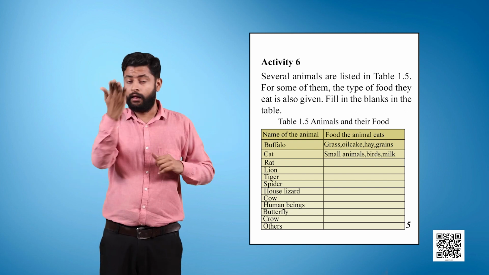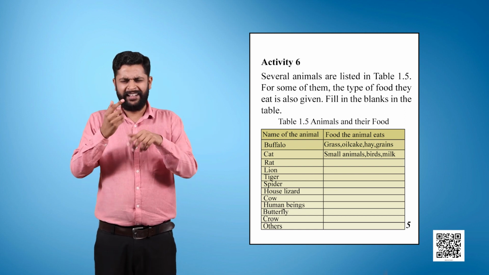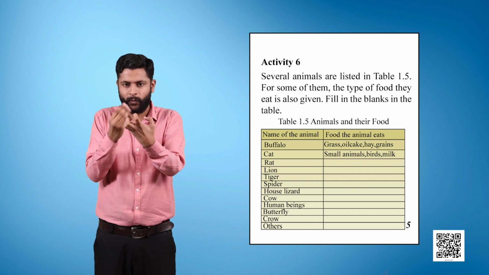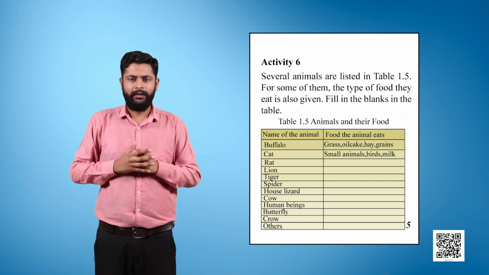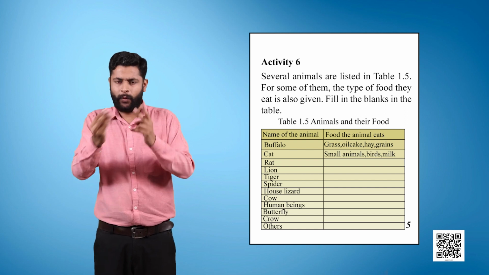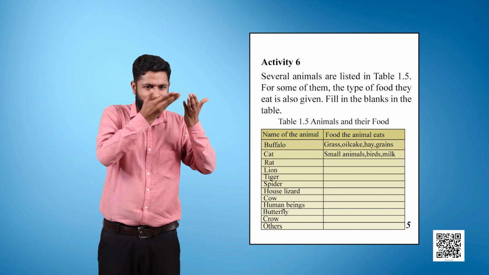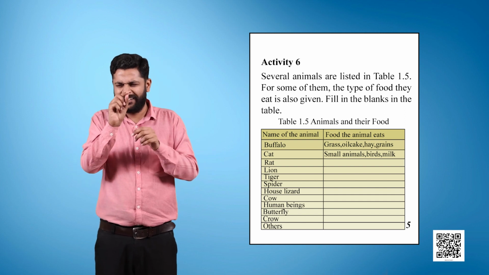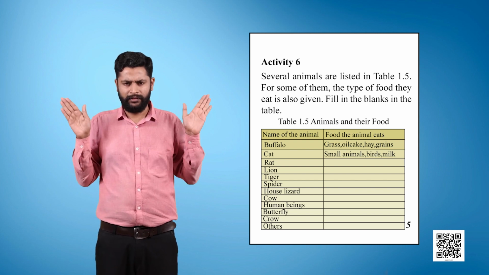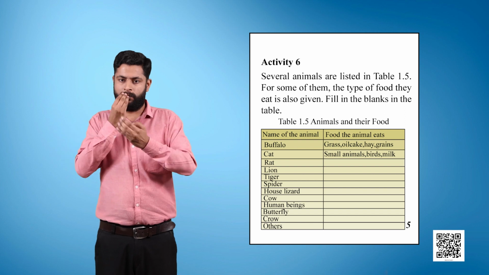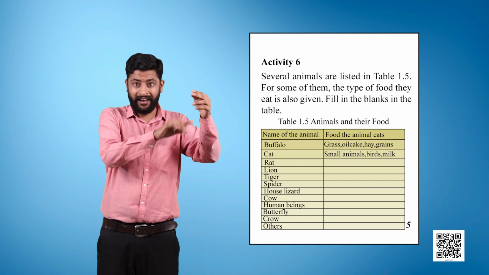Buffalo eats grass, oil cake, hay, grains. Cat eats small animals, birds, milk. Rat eats blank.